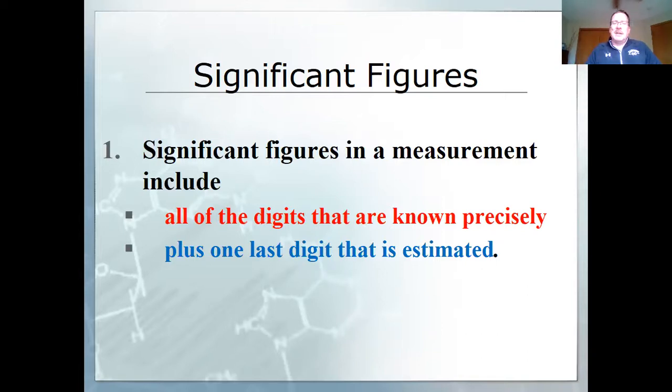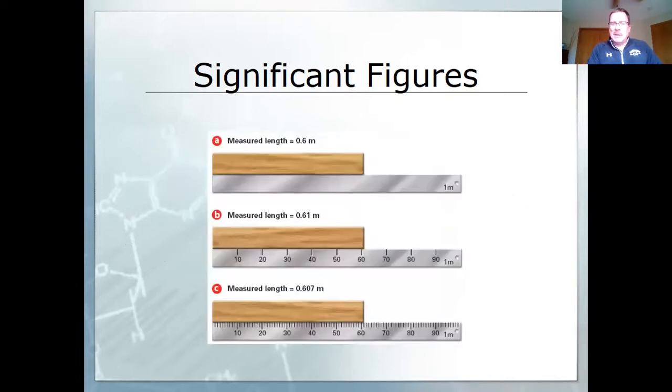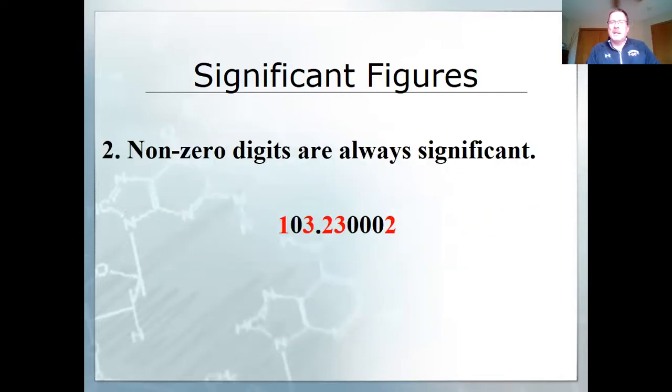Again, the significant digits that need to be included in the answer are all the digits you know and one last guess. That one last guess is the last space between the final 2 lines, so between the 60 and 70 here, between the 60 and 61 centimeters there. You're allowed that one estimate where you roughly guess where it is between the last 2 lines in the measurement.